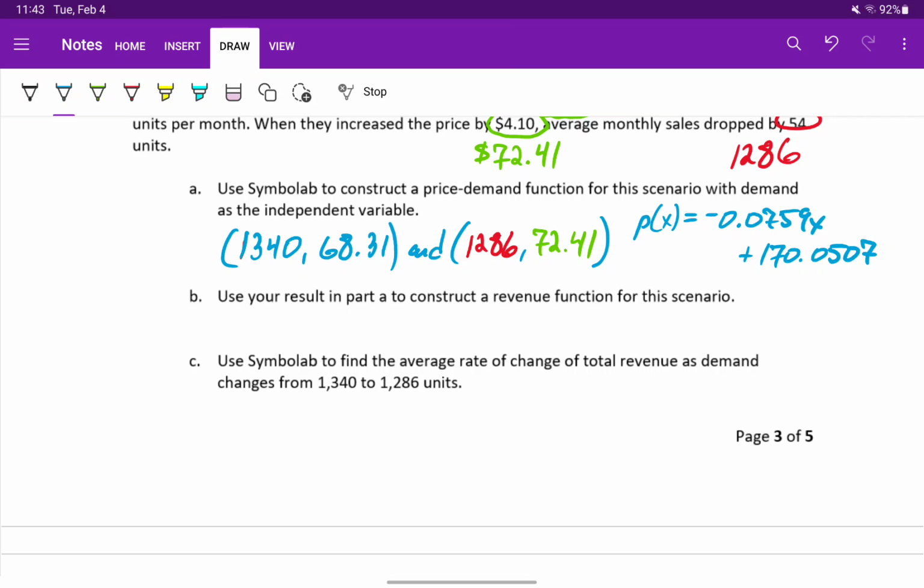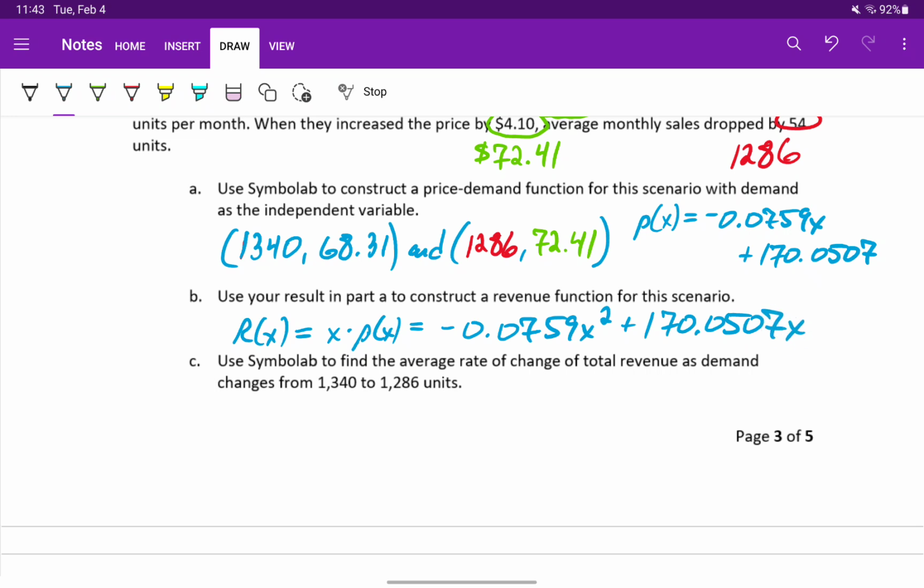Then in part B, we want to construct the revenue function for this scenario, where r of x will be equal to x times our price demand function. Distributing x through will give us negative 0.0759x squared plus 170.0507x. And then in part C, we want to find the average rate of change of total revenue as demand changes from 1,340 units to 1,286 units.